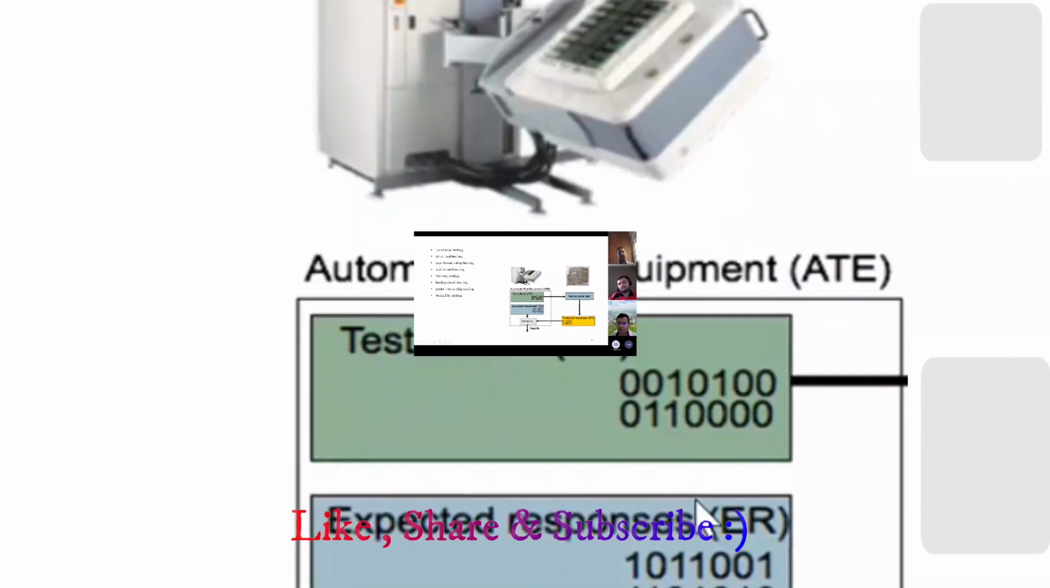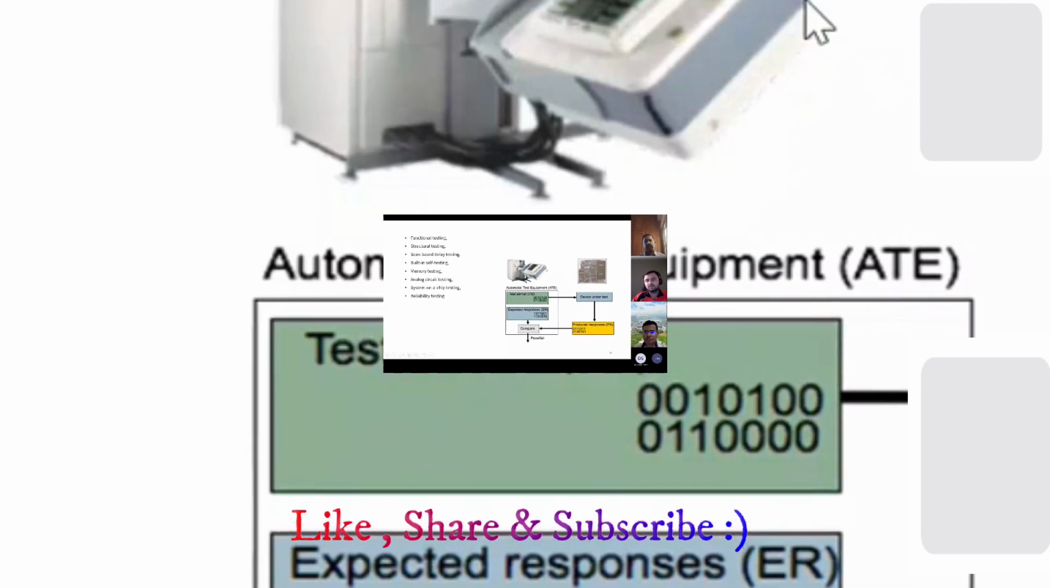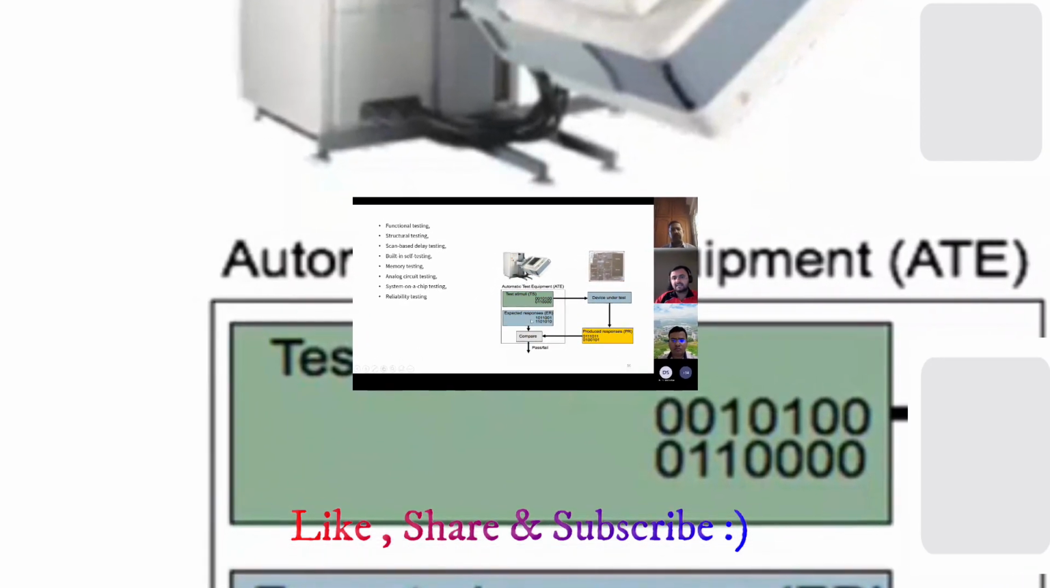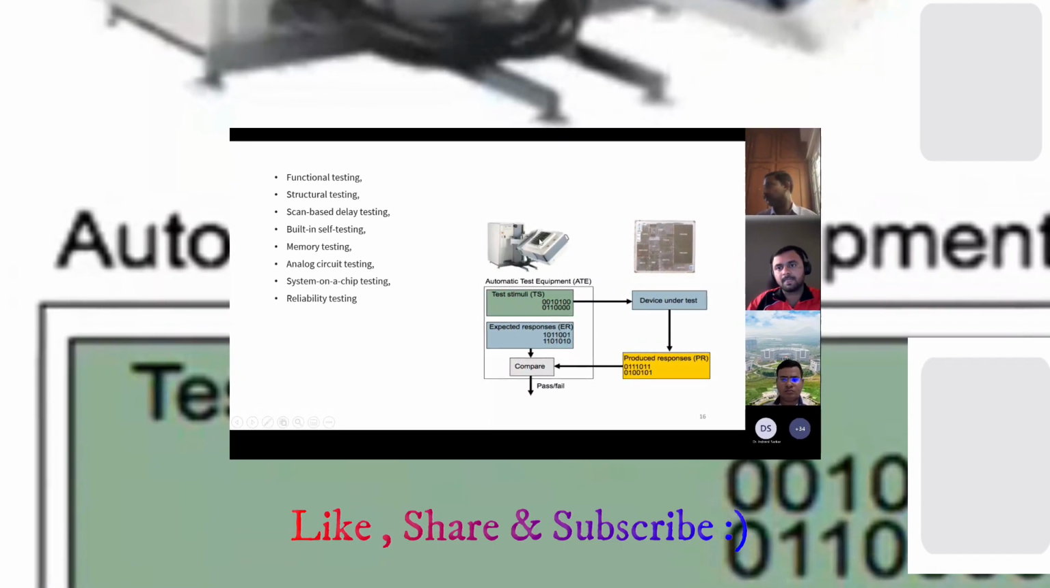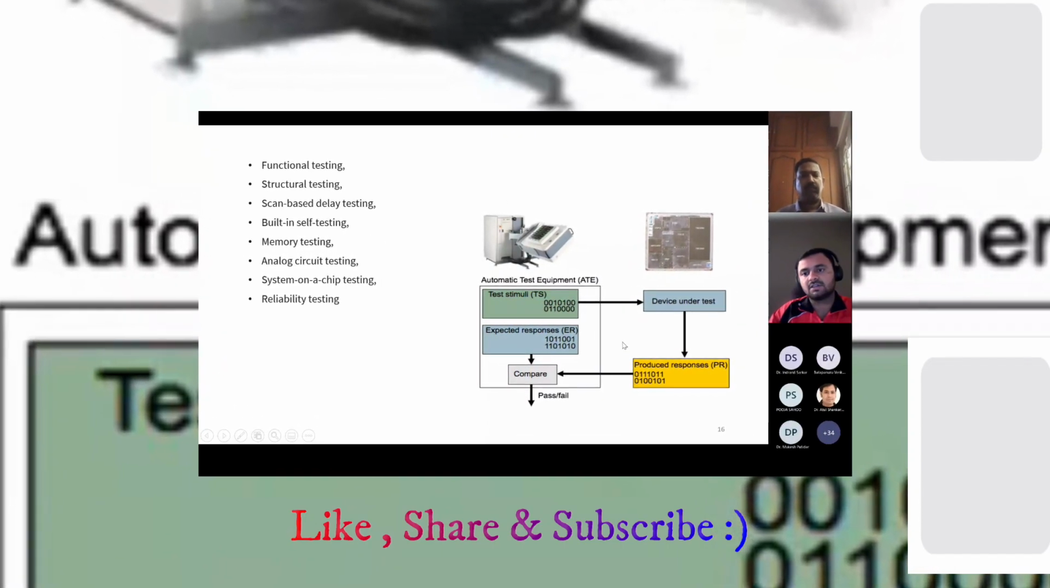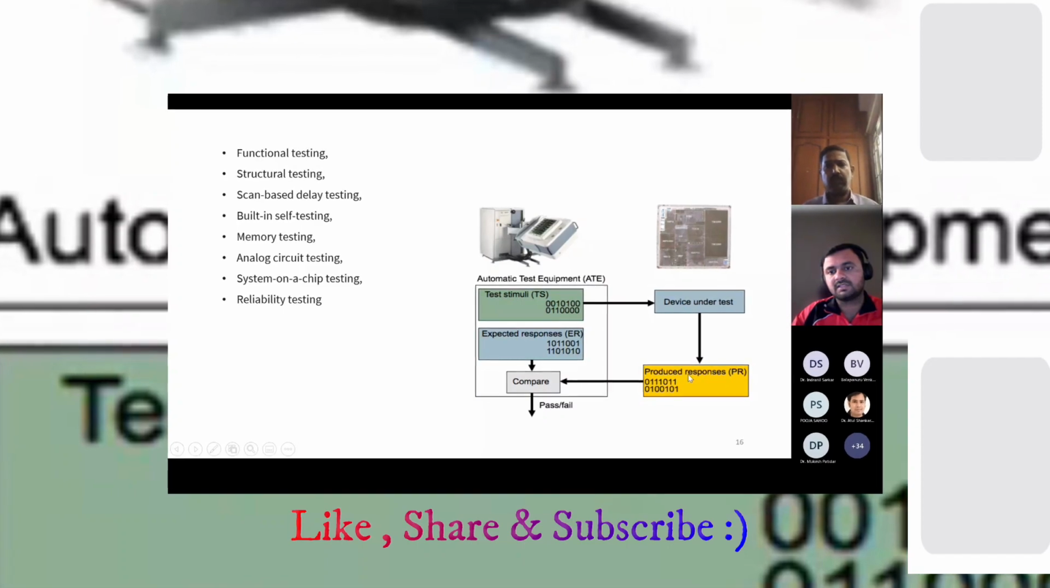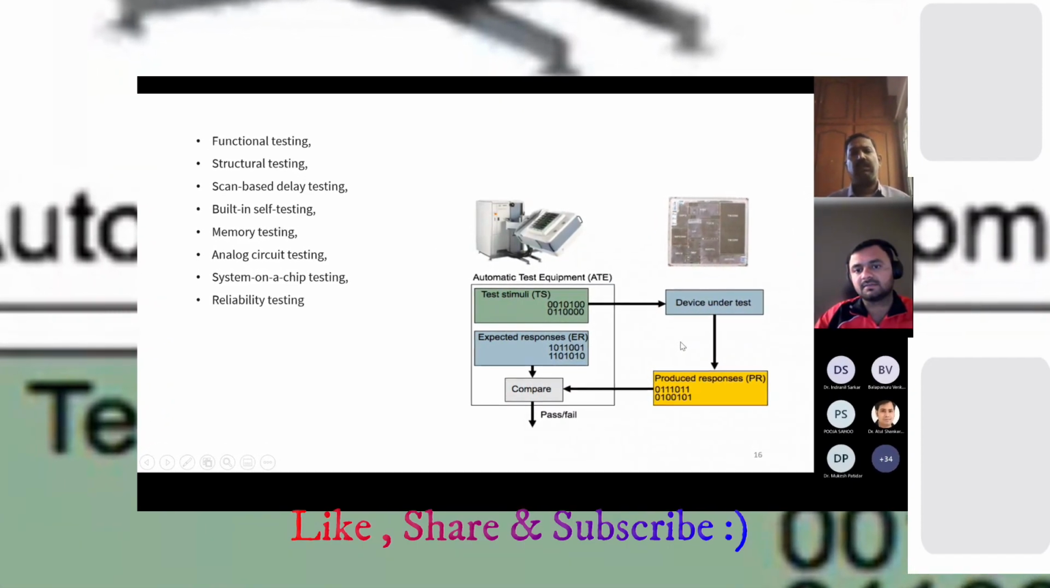So you need to compare the simulated response from this ATE and the expected response. It should match. If it is not matching, that means there is some fault in the silicon or in your setup. That is called post-silicon. After that, you do the post-silicon debug to find out why the failing is happening.